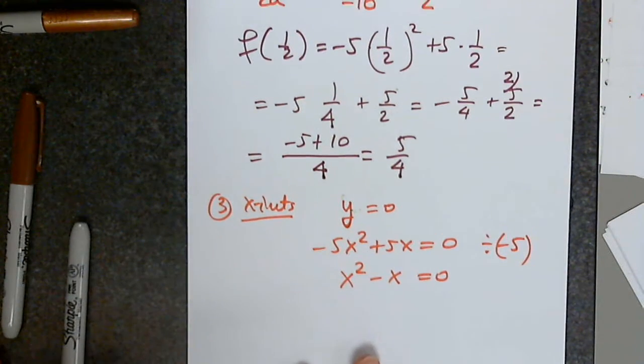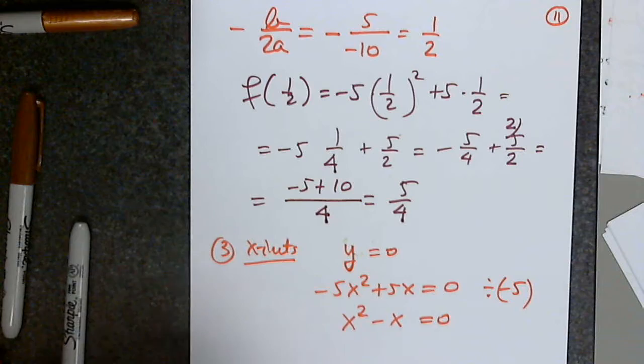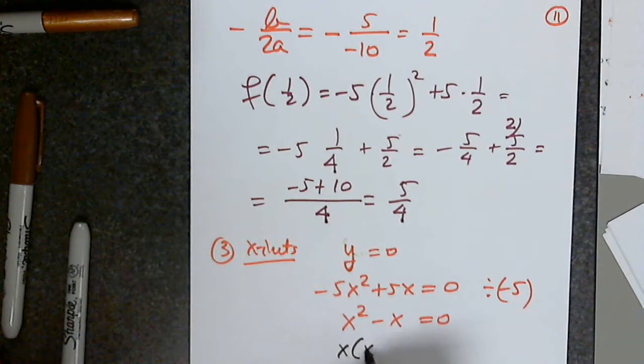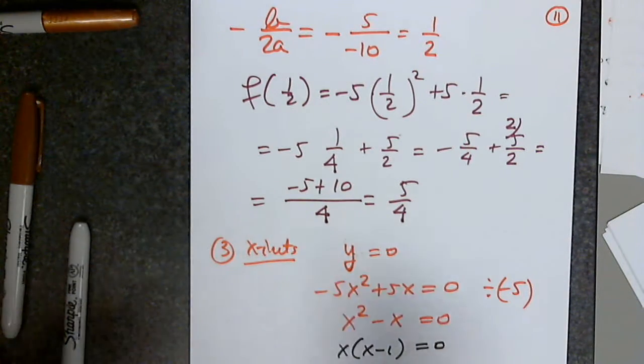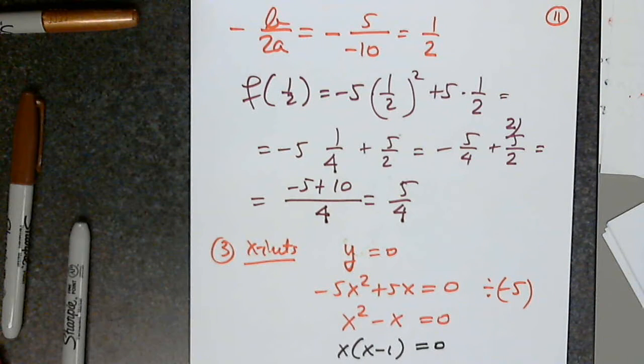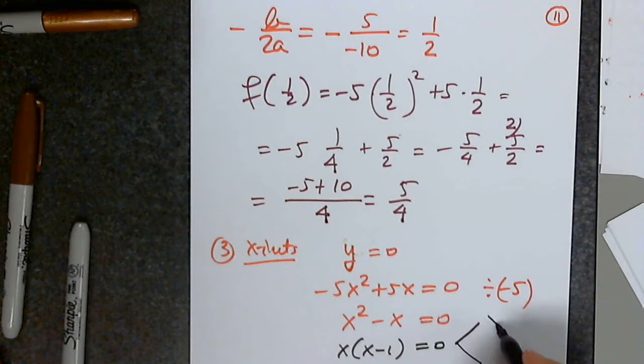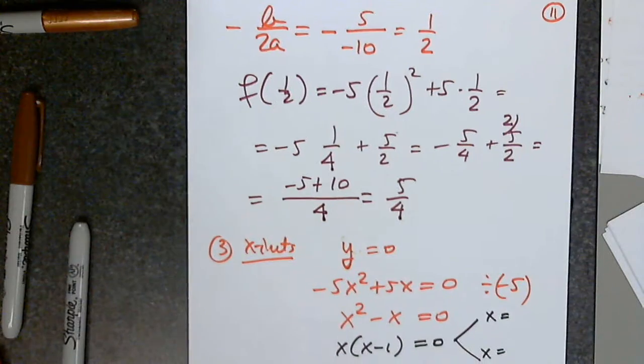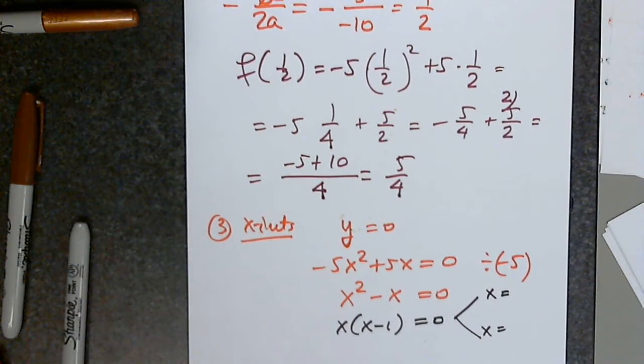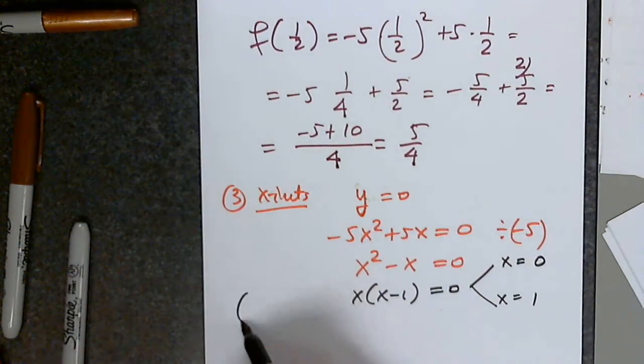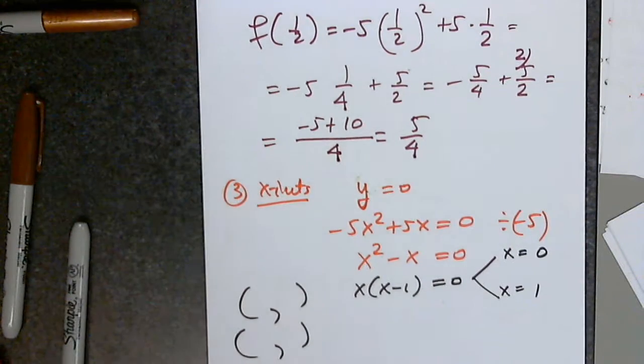So then I have x times x minus 1. Remember the greatest common factor? When one of the 2 or the 3 terms is missing, it's always easy or easier. So I factor out x. So then we have 2 solutions. And what are those solutions? Which solutions am I talking about? 0 and 1.